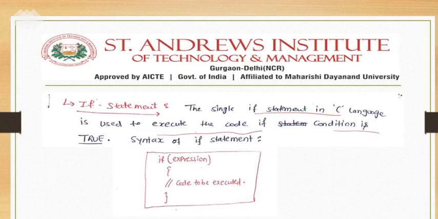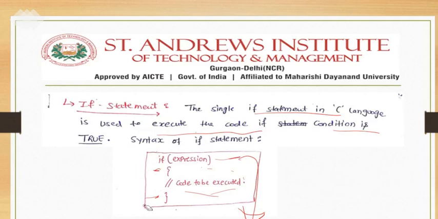If the condition is true, then it will execute the code written in the body of the if condition. If it is false, then it will come directly out, and whatever code is written in between the braces will never execute if this condition is false. So this is the syntax of the if statement.